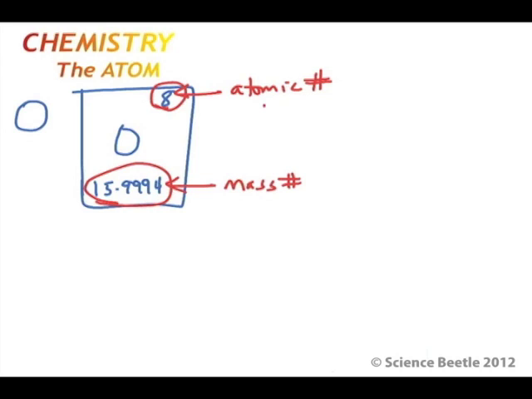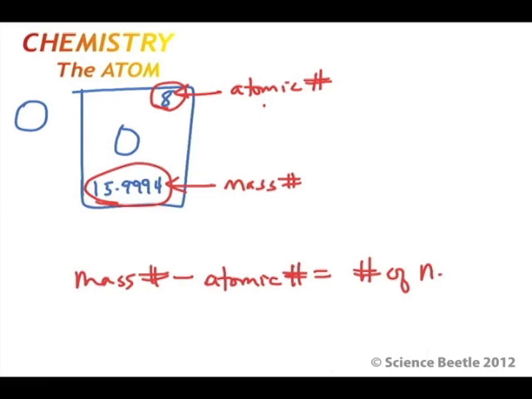Now, I want to show you a little bit of a trick before we go further. If I take the mass number, and I subtract the atomic number from that, the number that I'm going to be left with is going to be the number of neutrons. That's very important to know, because it explains why certain elements have X number of neutrons and others don't have any. Okay, so this is a very quick way that you can identify how many neutrons are going to be in a particular element.